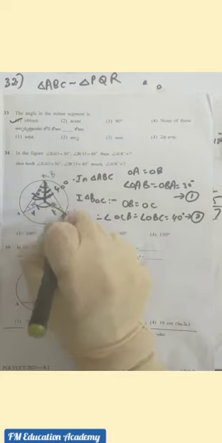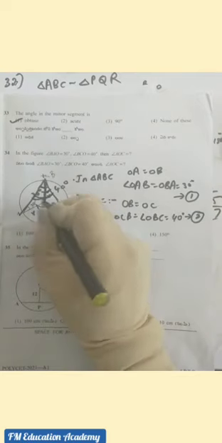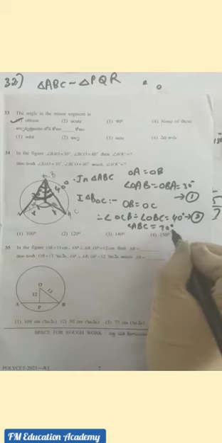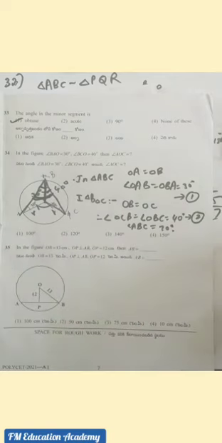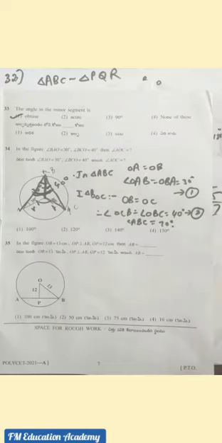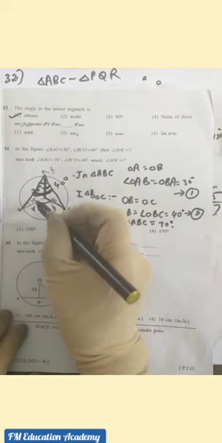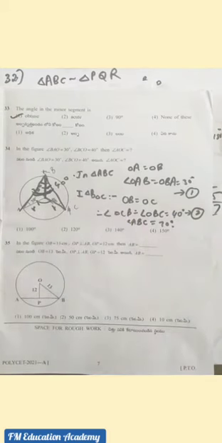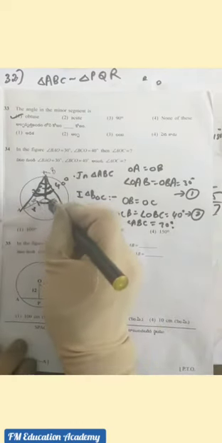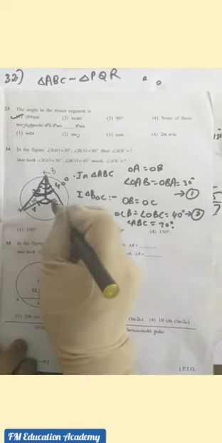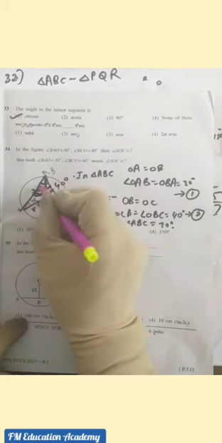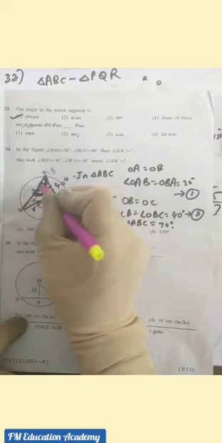Total angle, that is angle ABC. Total angle ABC is how much? 30 plus 40, that is equal to 70 degree. Okay. So, if this is 70, you know a theorem that the angle which subtends at the center, this angle which subtends at the center, this only we have to find out now, AOC.